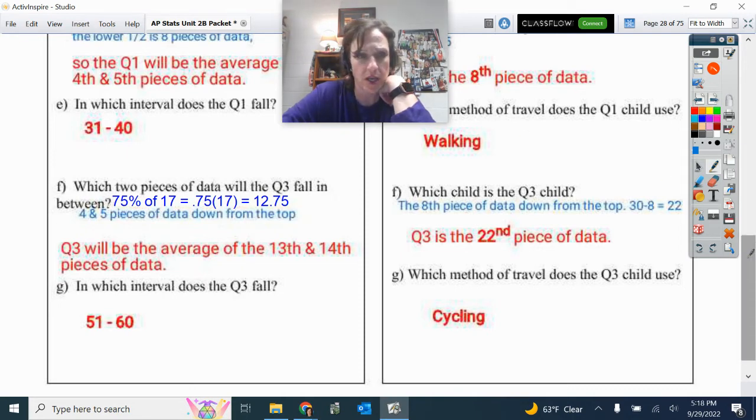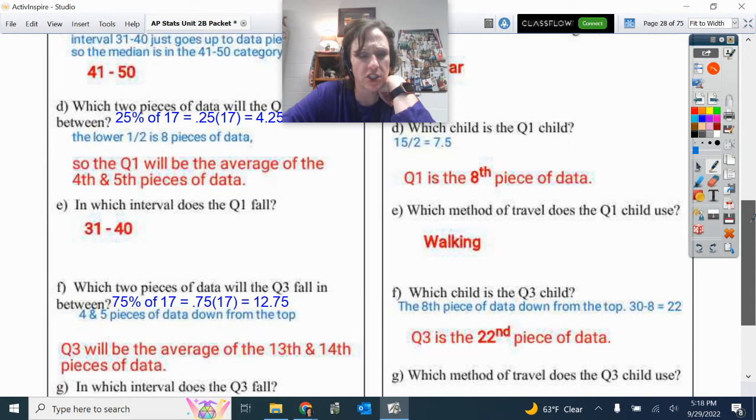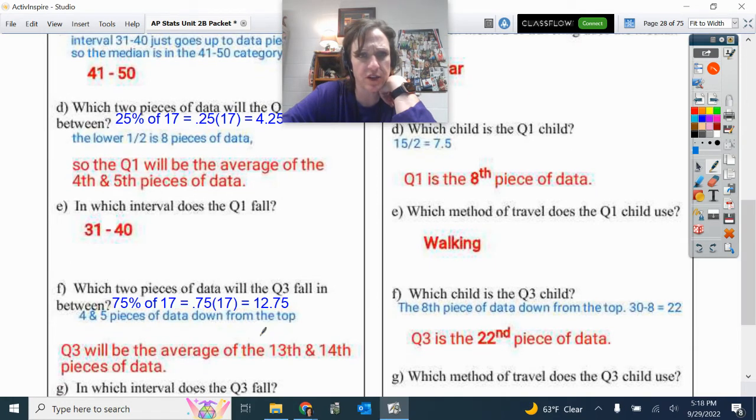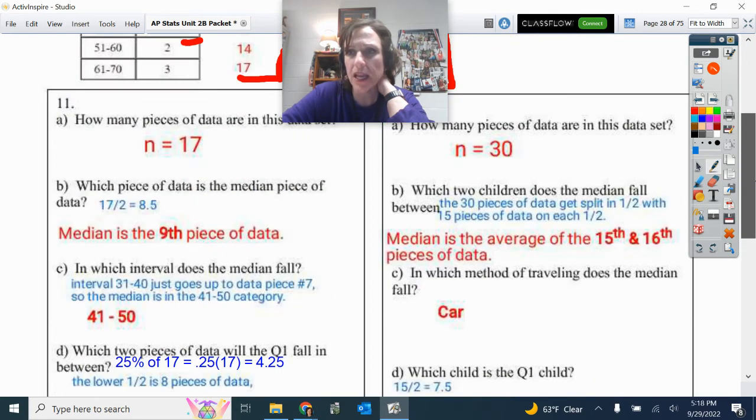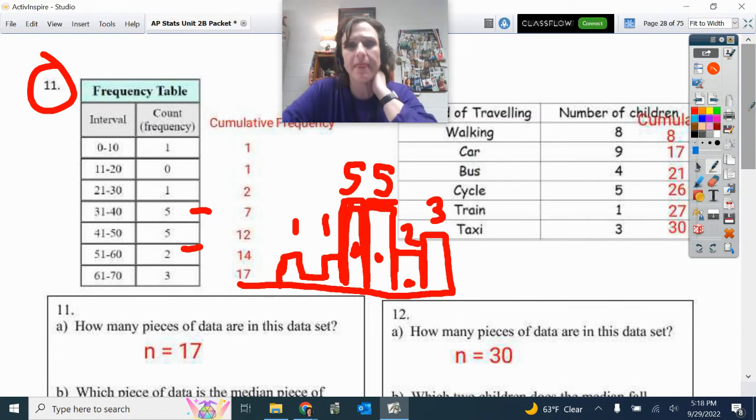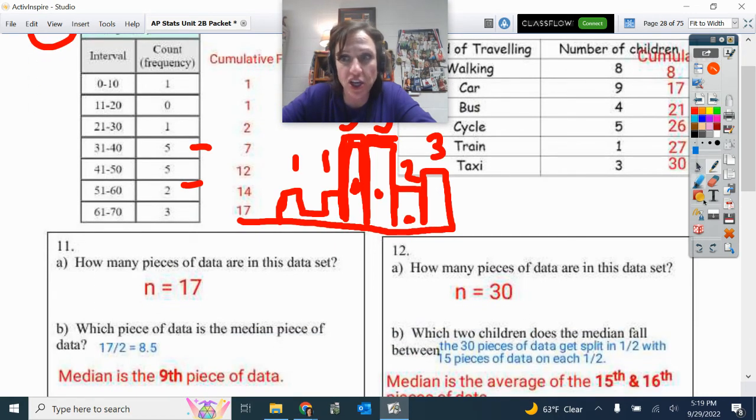Which is interesting because here I had the average of the 13th and 15th. So there are little details there that are kind of throwing me off, but I feel confident that College Board wants you to know that Q1 is at the 25th percentile piece of data, Q2 or the median is at the 50th percentile of data, and Q3 is at the 75th percentile of data. And you will then be able to find your locations based on that knowledge.